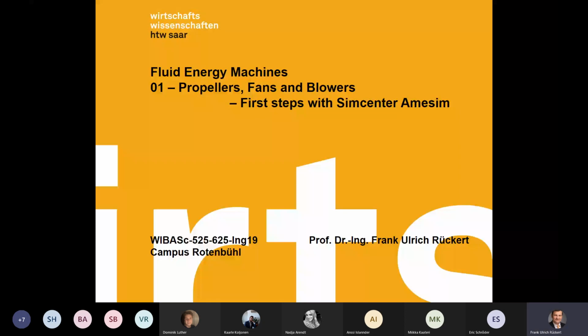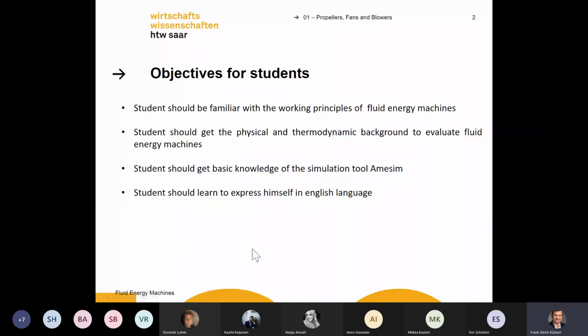Okay. So what are the objectives for students in this class? The students should be familiar with the working principle of fluid energy machines. The students should get a slight physical and thermodynamic background. We are not here in physics or thermodynamics. We don't want to go too deep into detail, but fluid energy machines are often a good example for thermodynamic problems. And I want to teach you a bit about simulation and about Amazon.